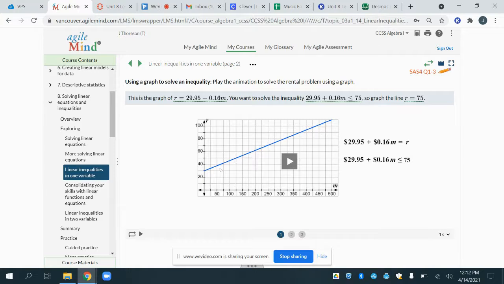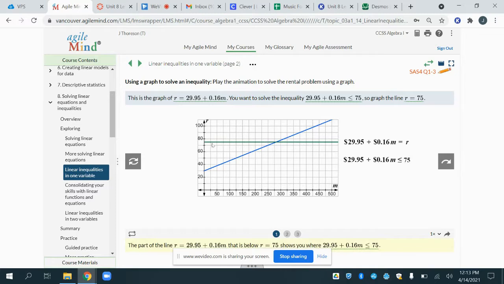If he graphs it, it looks like this. It has a y-intercept of $29.95, about $30. And for every 1 minute, it goes up 0.616, or 16 cents. So by the time he's driven 200 minutes, it costs about 60-something dollars. Okay? And now we've got this thing right here. That is $75. That's the graph y equals 75. So now I have one graph, y equals 75, and another graph, y equals this whole lovely thing.